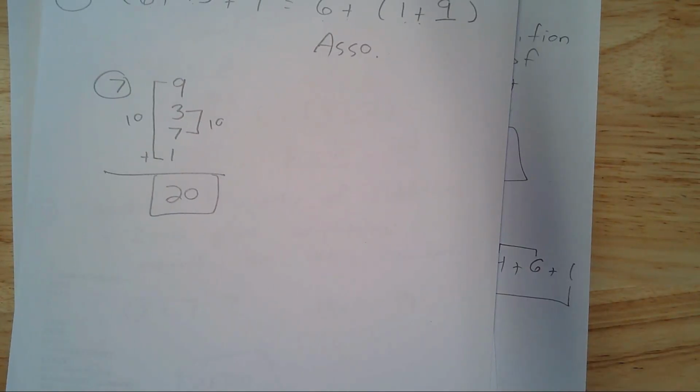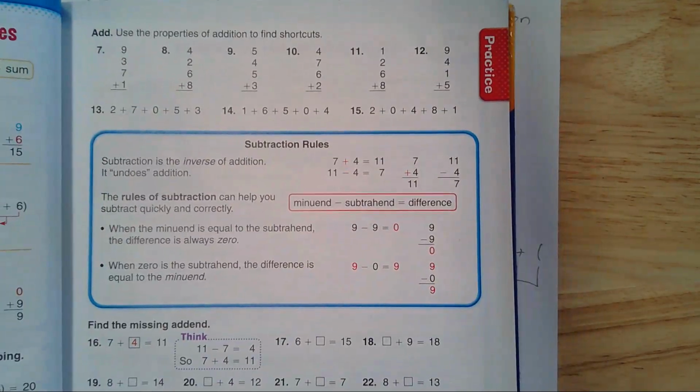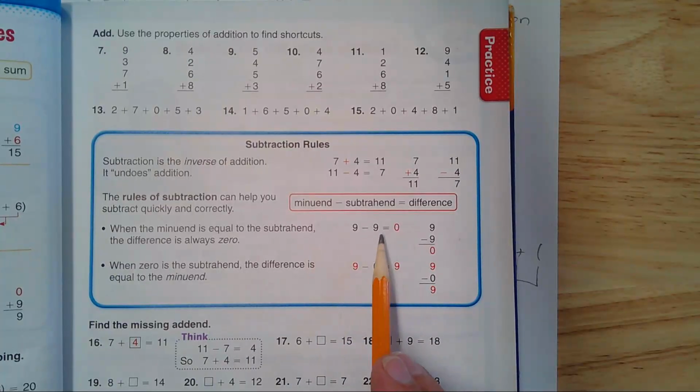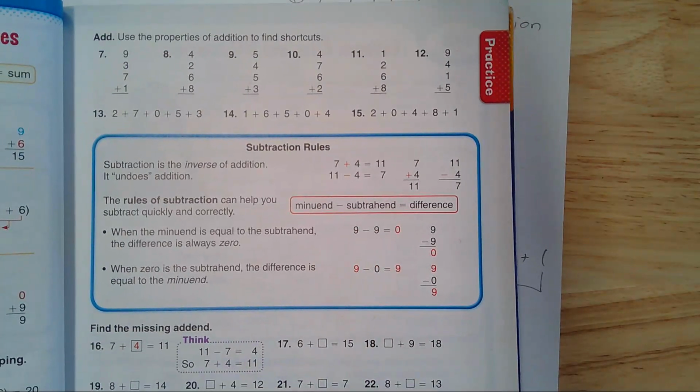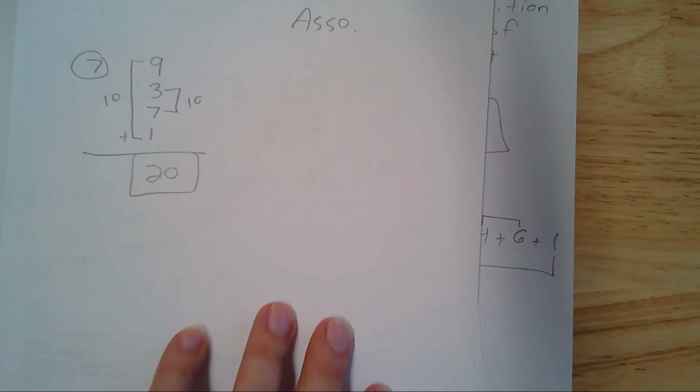All right, last part, so I can get you out of here. Find the missing add-ins. They go through it this way, but do you really want to talk about minuends and subtrahends? I don't think you do. No 5th grader wants to talk about that.